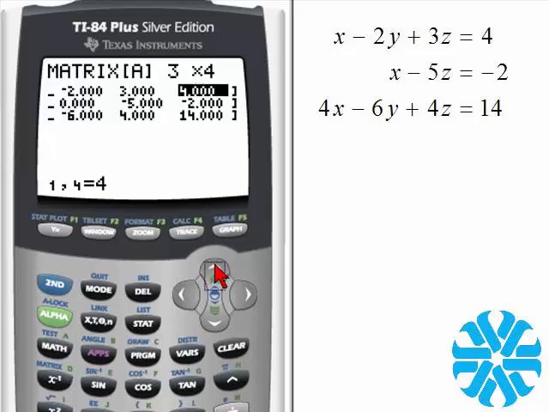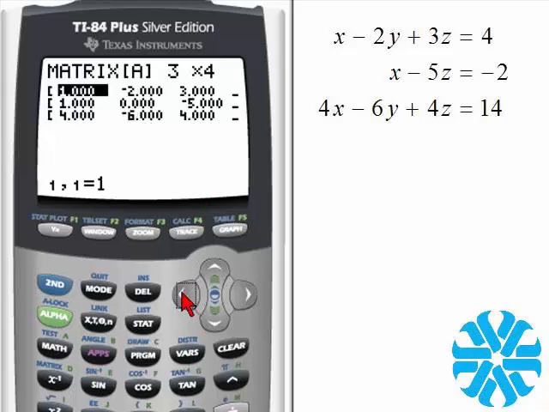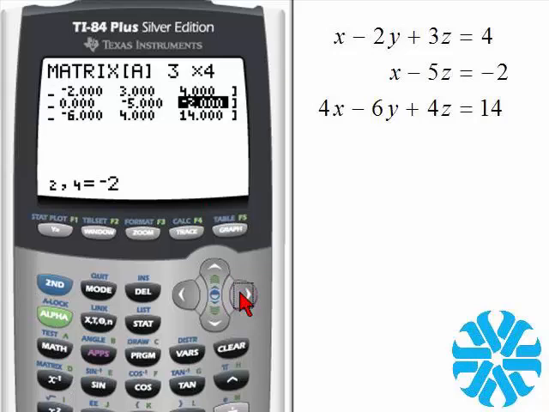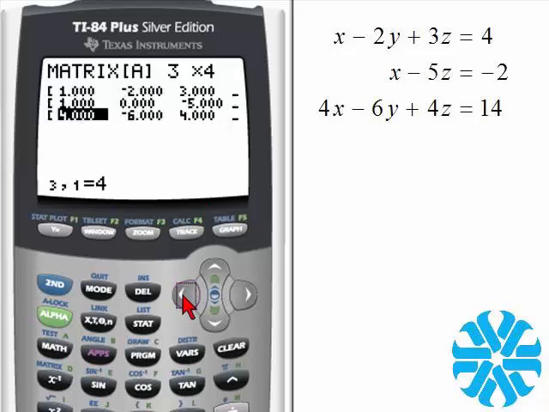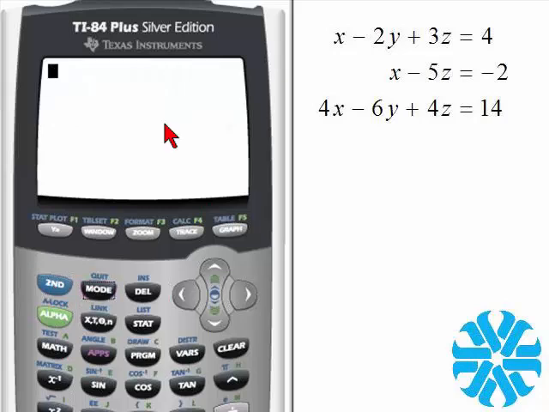So let's just verify that these are all correct. So 4, 3, minus 2, and 1, that's fine. And 1x, 0y, minus 5z equals minus 2, that's fine. Then we have 14, 4, minus 6, and 4. Looks good. Okay, now let's go through the same process that we did before. So let's quit out of this, second function, quit, go back to the main screen. Alright, so you need to go back to the main screen to actually do the matrix operation.